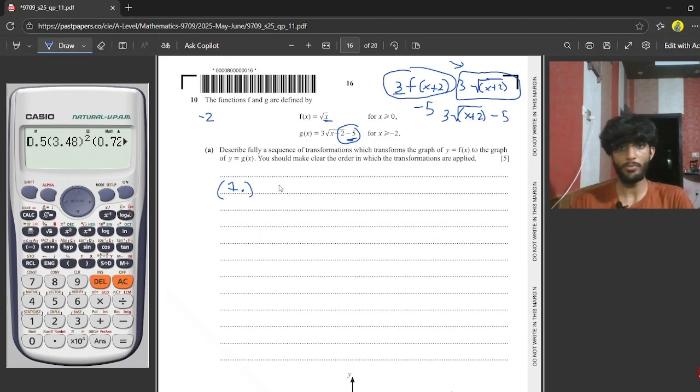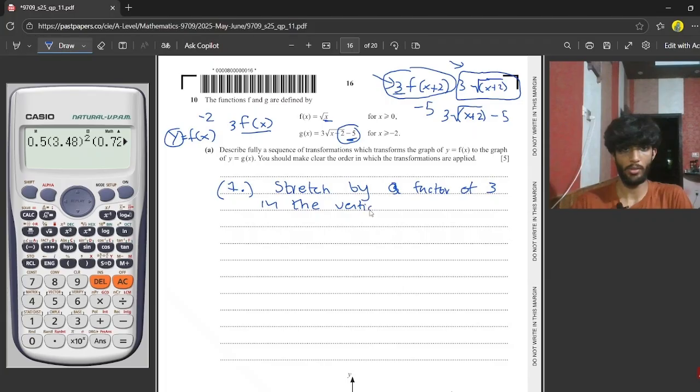Well, it's 1. I will say that it's first of all, I stretched it, right? I multiplied with 3, and I multiplied what by 3? I multiplied f of x by 3. So what is f of x? Well, it's y equals f of x, right? So what is this y? This y is the y quantity. It's the vertical up and down. So I say stretch by 3, stretch by a factor of 3, in the vertical direction, or you can say parallel to the y-axis.